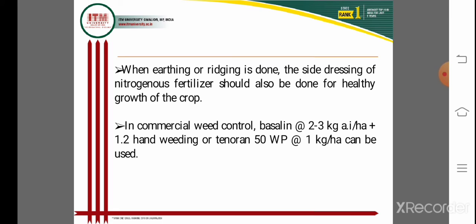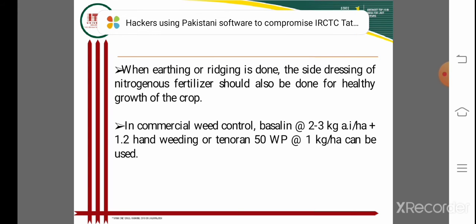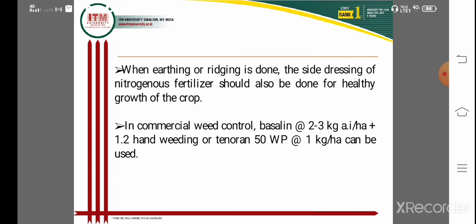So it's very important to use weed control in cauliflower. A weedicide like Basalin can be used in a quantity of 2 to 3 kg per hectare, along with one or two hand weedings, or Tanorons 50 WP at the rate of 1 kg per hectare can be used to check and kill the weeds at the time of growth and development. So herbicides and weedicides can be used to control weeds during the cultivation of the cauliflower.